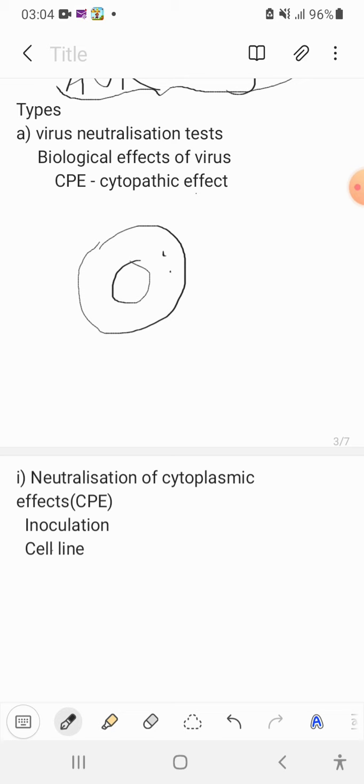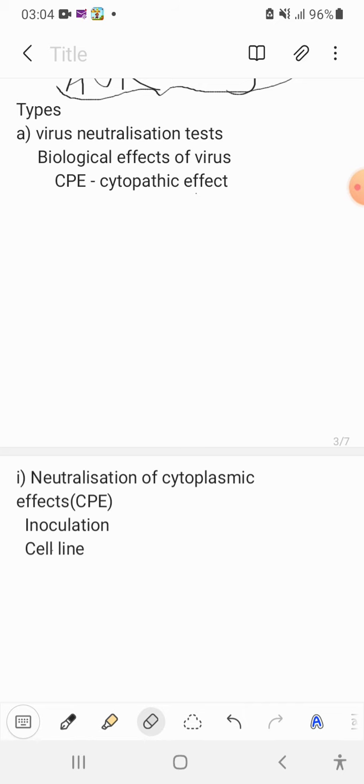So you see things which look like granules in a cell which does not normally have granules, or inside the nucleus, which normally may be clear with a few inclusions. So that is what we call cytopathic effect.